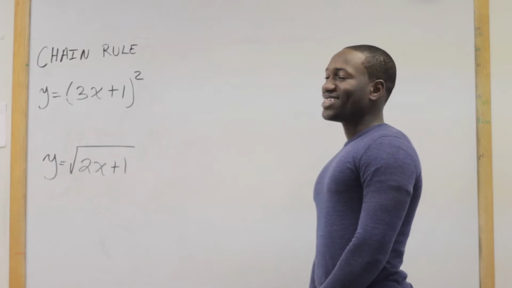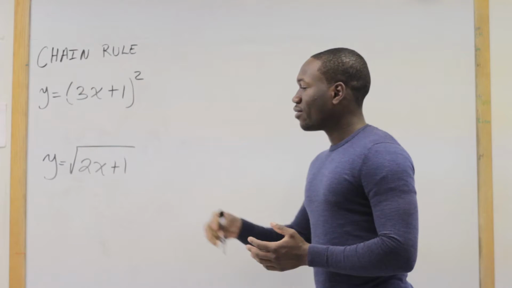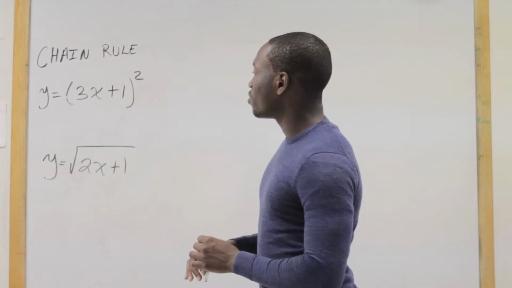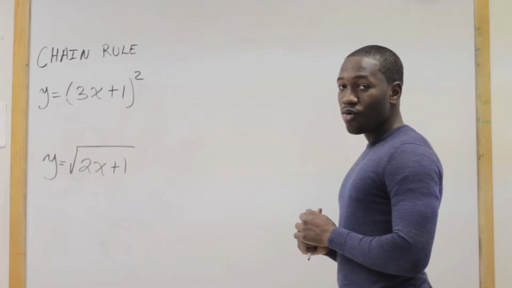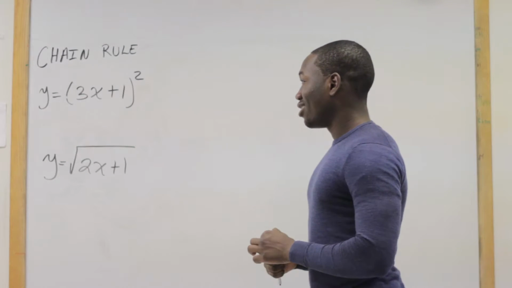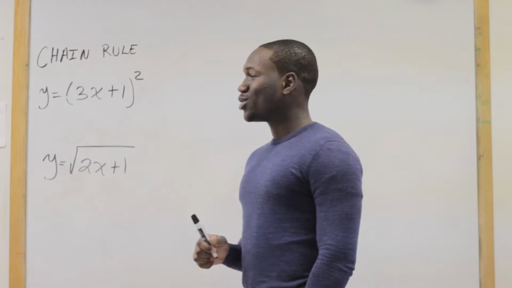Hello class. Today we'll be going over the chain rule and how to use the chain rule. So basically we have these 2 questions. We're going to start off with number 1. We have y is equal to 2(3x plus 1) all squared. What we're going to do is find the derivative. In order to find the derivative, you must know how to utilize the chain rule. That's what I'm going to show you right now.